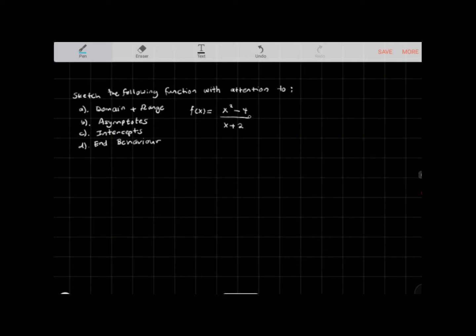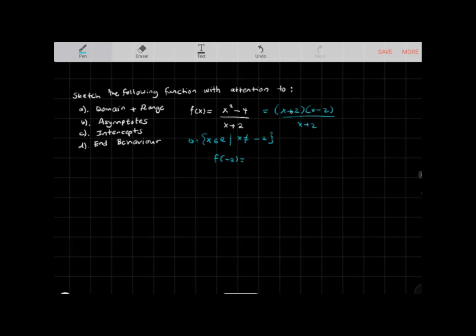If you factor f of x here, it's x squared minus 4 over x plus 2. We want to sketch this. If you factor this out, you can write this as x plus 2 times x minus 2 over x plus 2, and you can notice that there is a common factor. Just off the bat, we can understand that there is a very important restriction: x can belong to all real numbers for your domain, but x cannot equal negative 2.